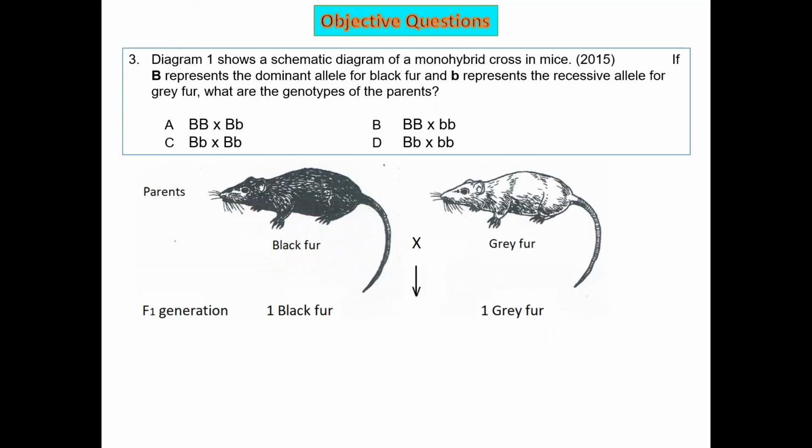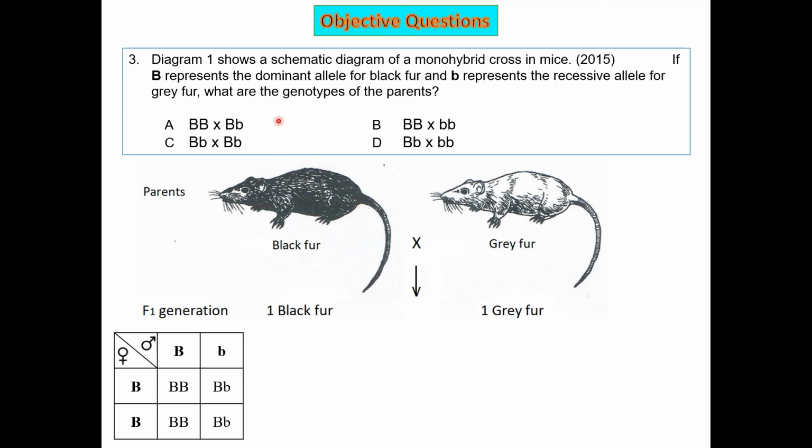Okay. Next one. Diagram 1 shows a schematic diagram of a monohybrid cross in mice. Capital B represents the dominant allele for black fur and small letter b represents the recessive allele for gray fur. What are the genotypes of the parents? Okay, so the ratio is 1 to 1. How to get 1 to 1? We can use trial and error.